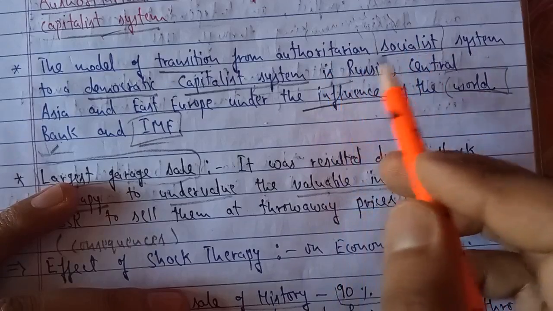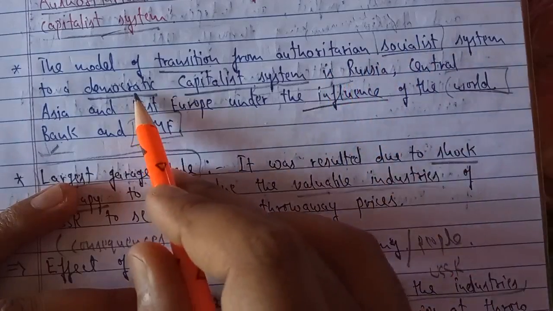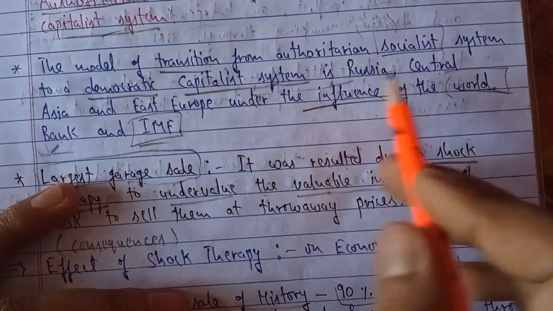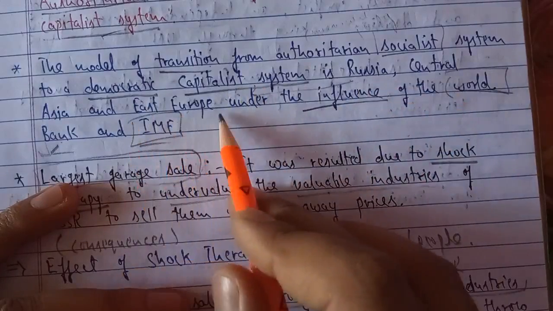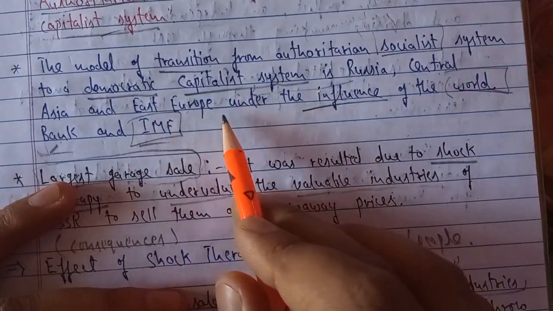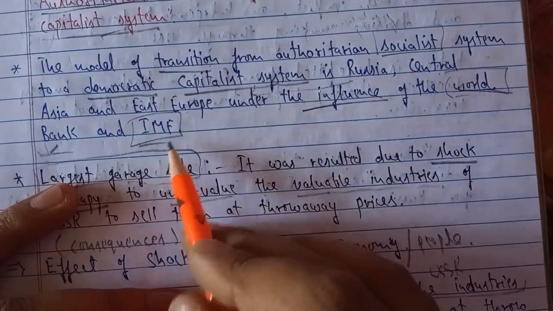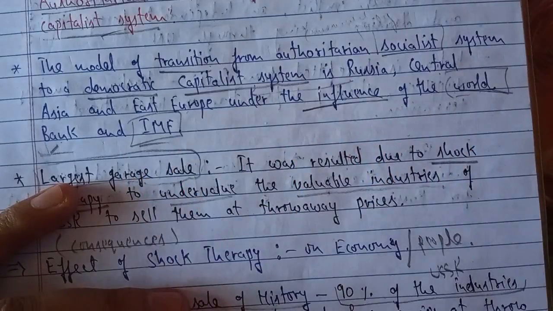And they were making a transition from this type of society to a democratic capitalist system, which was followed by the US. So since these Russia, Central Asia and East European countries were making a transition under the influence, who was helping them? World Bank and IMF. This I have already told you in the previous lectures also.